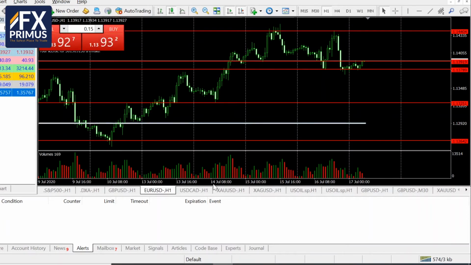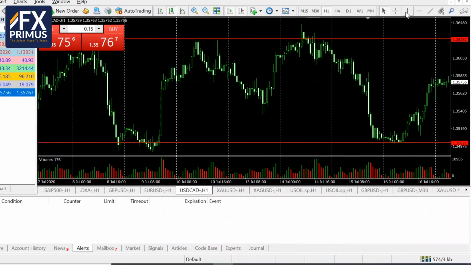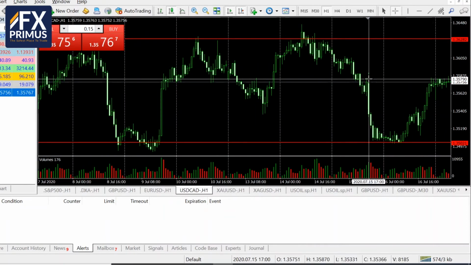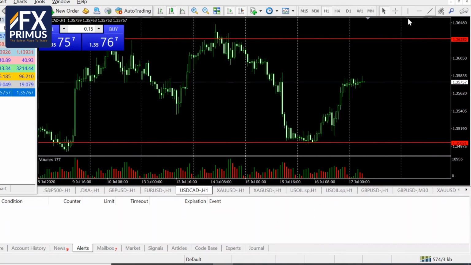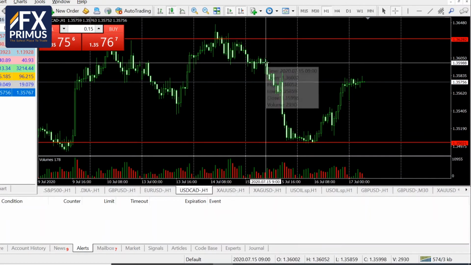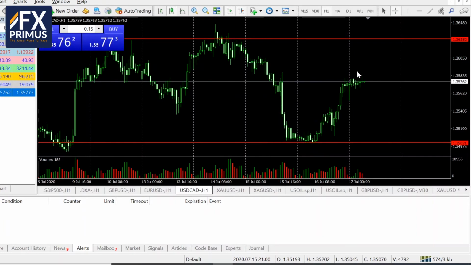Okay, so a quick look at the USDCAD, the Canadian dollar. So again, on Wednesday, the Canadian dollar was dropping as the Bank of Canada was releasing its monetary policy statement, and it went down about 95 pips.